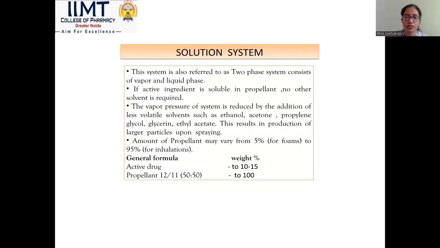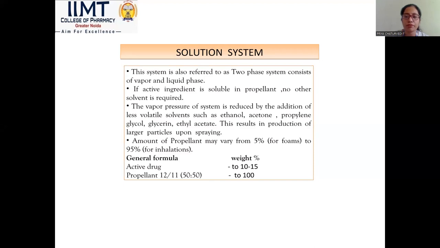Now coming to the first type of system, which is known as the solution system. Now solution system, what is this? This system is also referred to as a two-phase system, which consists of a vapor and a liquid phase. If the active ingredient is soluble in propellant, no other solvent is required. The vapor pressure of the system is reduced by addition of less volatile solvents such as ethanol, acetone, propylene glycol, glycerine, ethyl acetate. This results in production of larger particles upon spraying.